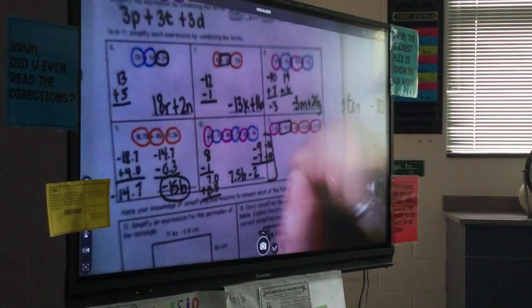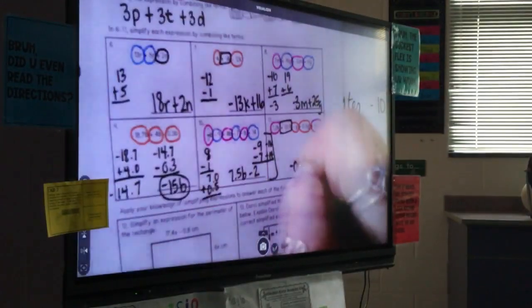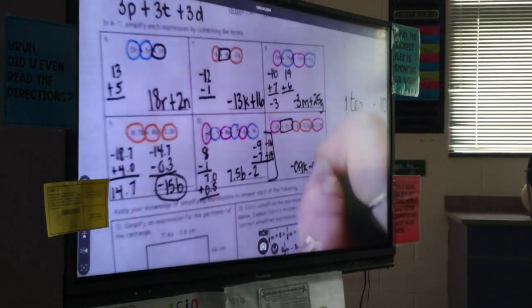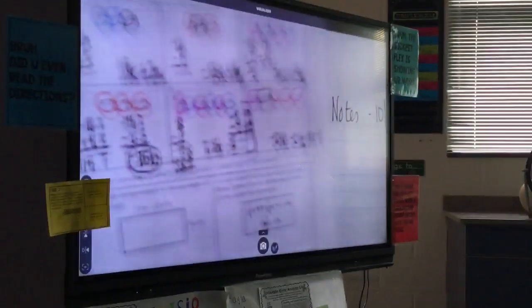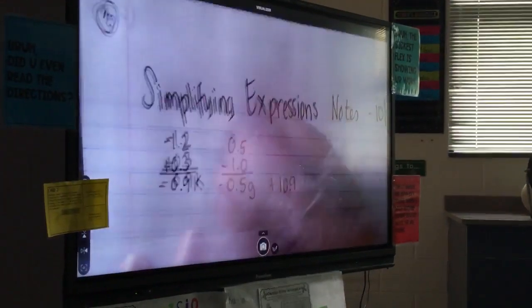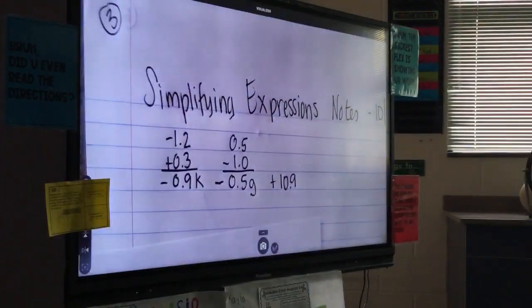So when we put that all together, that's what you get. You can either do it this way, so it's a little bit easier to read. So that's essentially what you should have got for your answer.